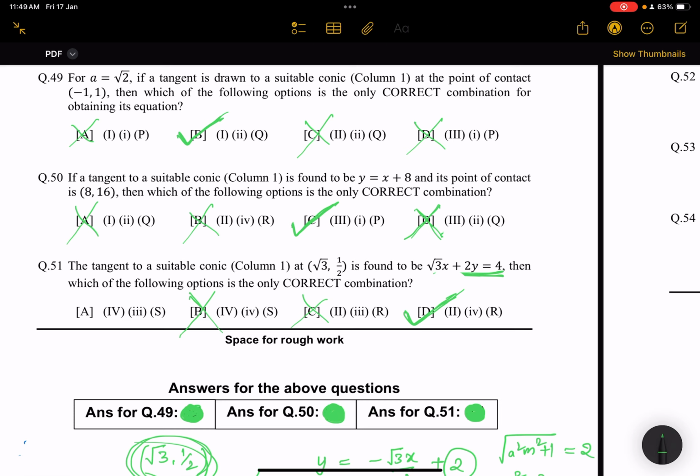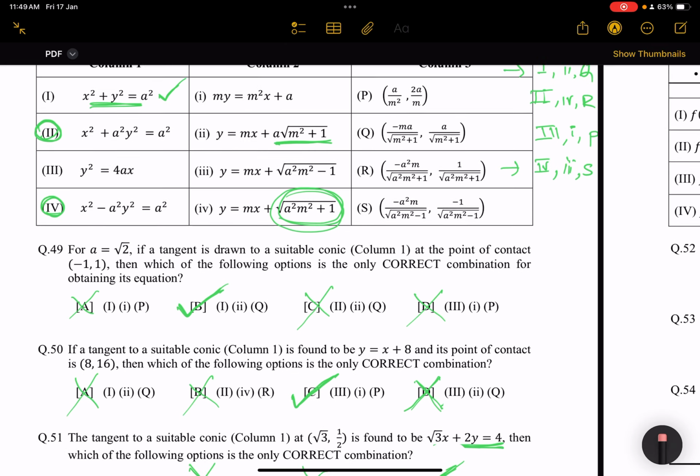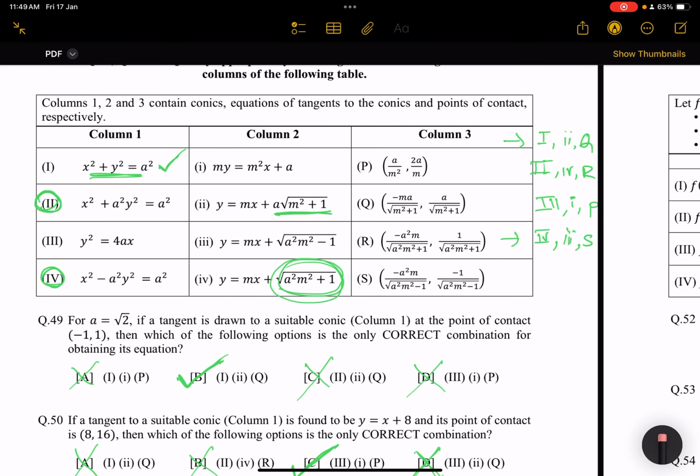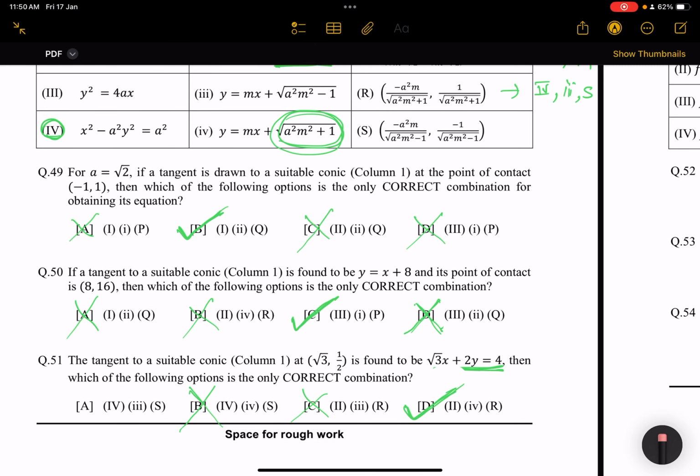So let us check the answers. For the first question it is option B, second it is C, third it is D. So here it is a very basic question. You just have to match the columns which contain the equations of conic sections, their tangents and points of contact, and then it is simple elimination work after that. So in 5 to 6 minutes, you should be able to get 9 marks for this question in the exam.